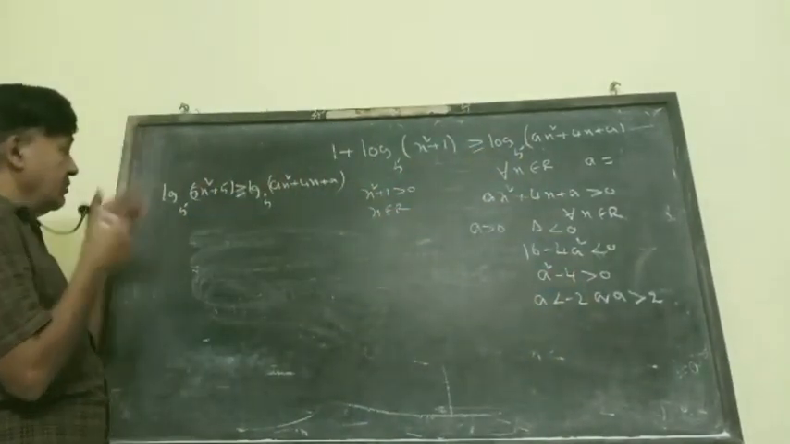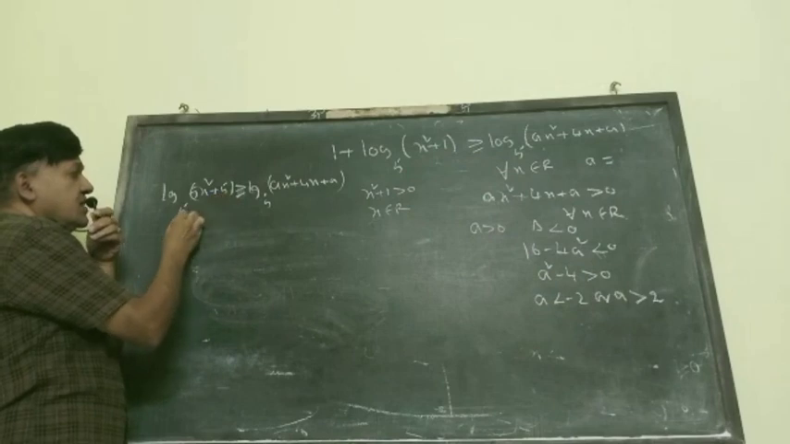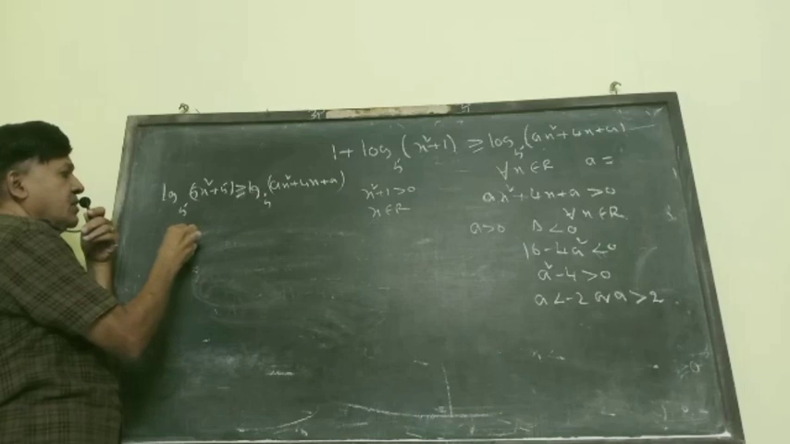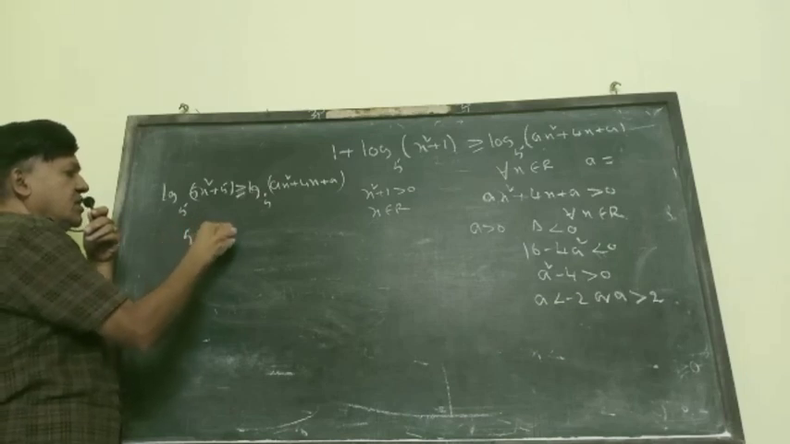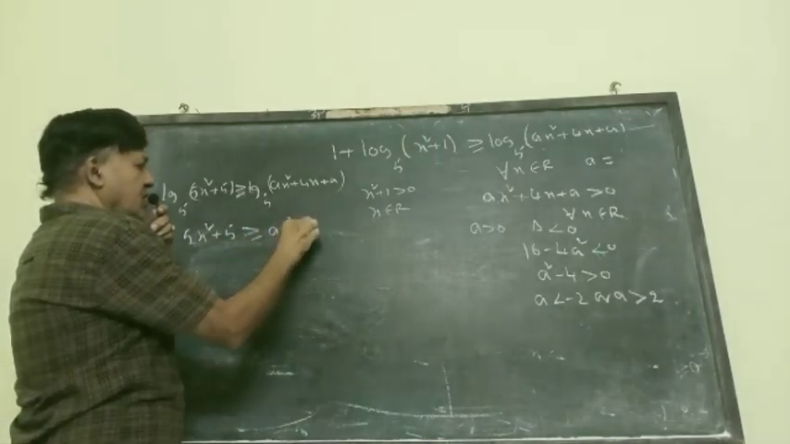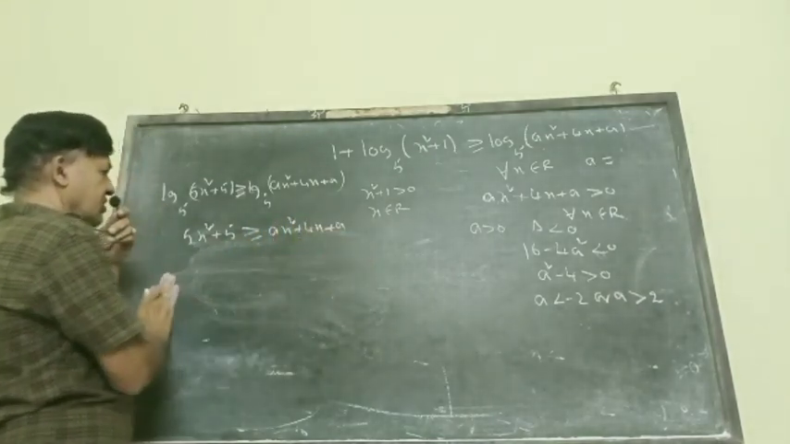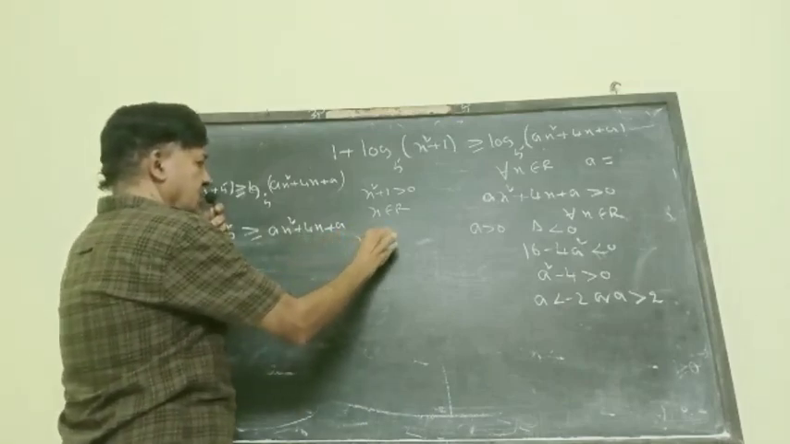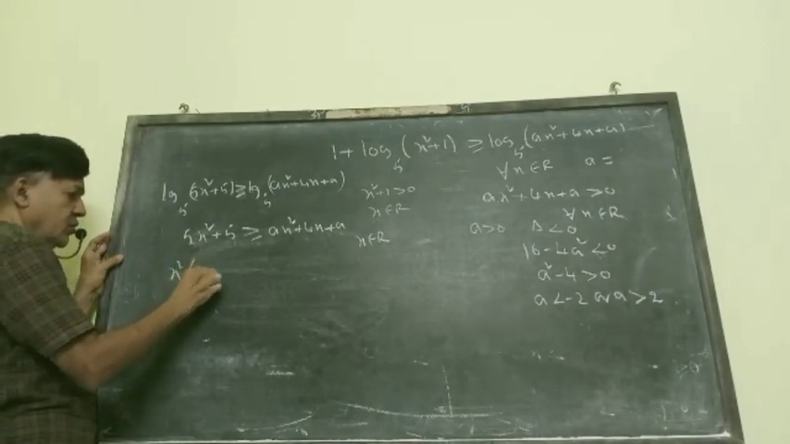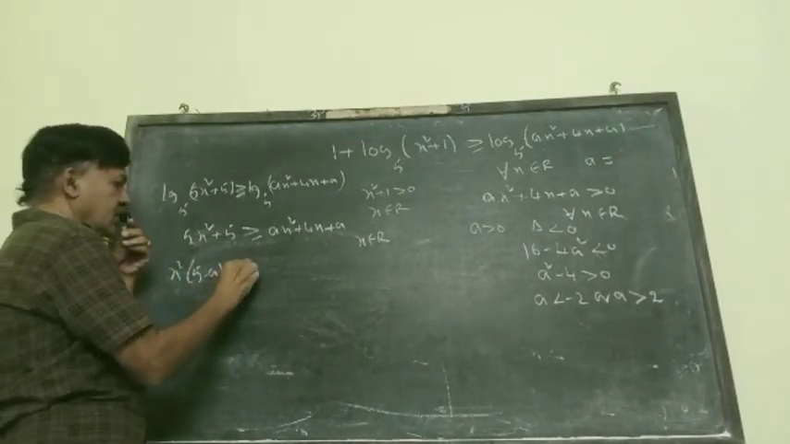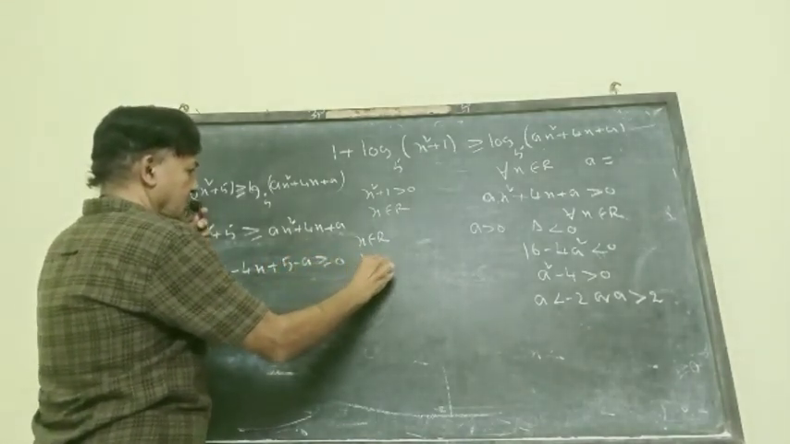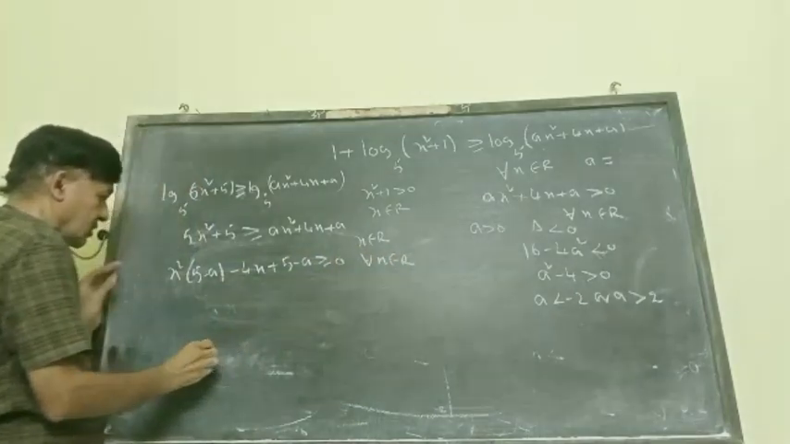Domain you write like this, up to this no problem. Now here the base is more than 1. If you remove the log, the inequality remains the same. So 5x square plus 5 is greater than or equal to ax square plus 4x plus a, true for all x belonging to R. So x square into 5 minus a, minus 4x, plus 5 minus a is greater than or equal to 0 for all x belonging to R.